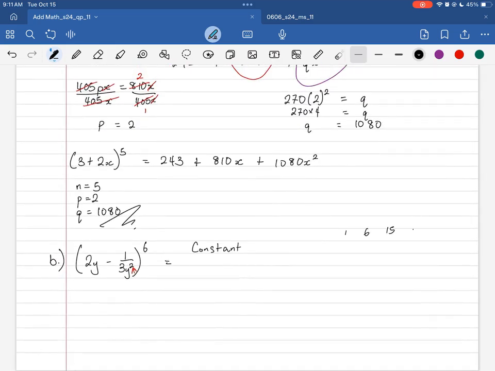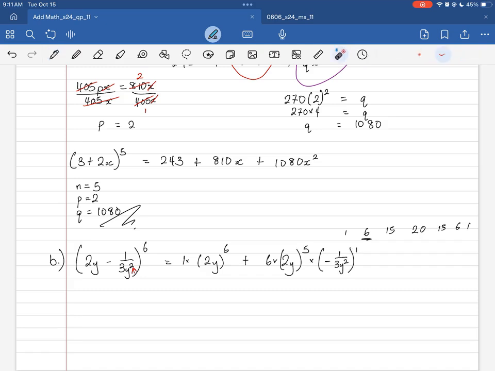1, 6, 15, 20, 15, 6, and 1. So we're going to start with 1 times (2y)^6 as a first term, plus 6, because that's the next term here, 6 times (2y)^5 times (-1/(3y^2))^1. Remember, 5 plus 1 is 6. Your index always has to be equal to 6.